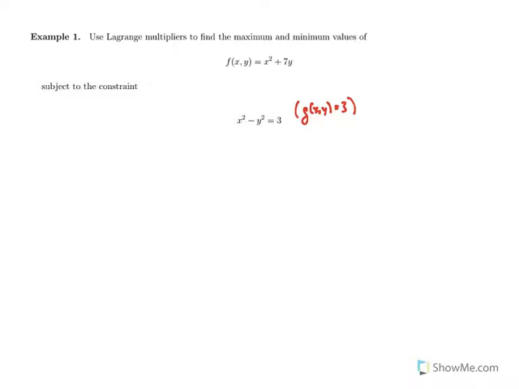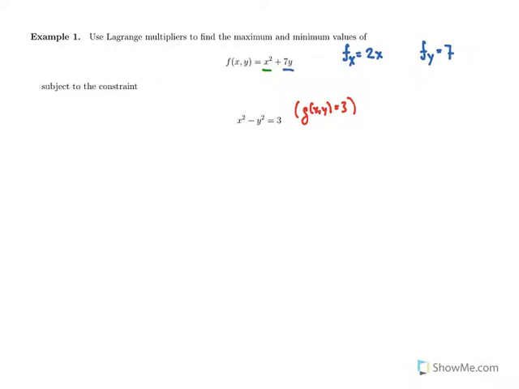So we need to find the partial derivatives. Let's do that first. The partial derivative of f with respect to x: we have 7y as constant in terms of x, so this is just going to be 2x, the derivative of x squared. And the partial with respect to y is looking at the x squared as constant. This will give us just a 7, the derivative of 7y.